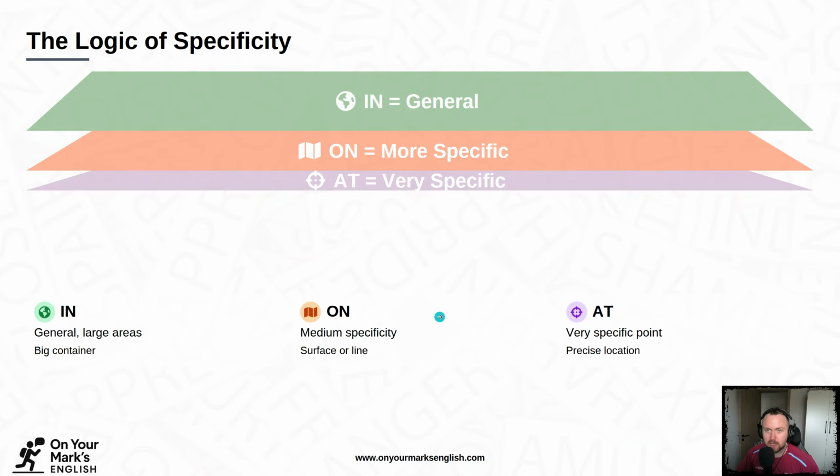Let's have a look. So like I said, we have our camera. We can zoom out, we can zoom in. We can make the picture bigger or we can make it smaller. In, very general. This is zooming out. This is the biggest picture we can have. On, more specific, halfway zoomed in. And then at, very specific, zooming in on one person, one thing, the most specific that we can be.